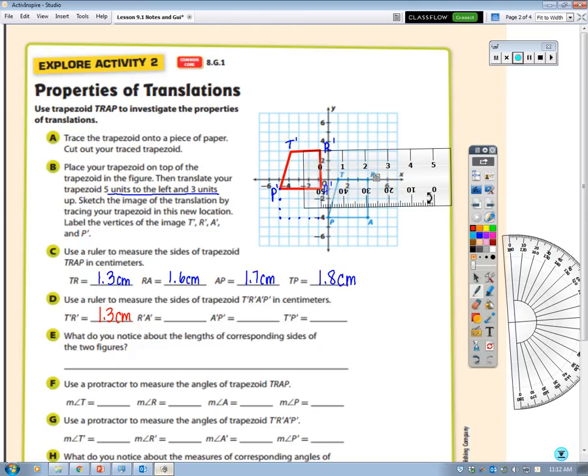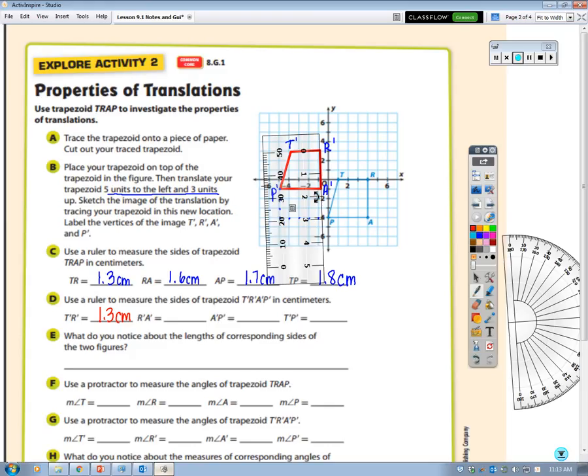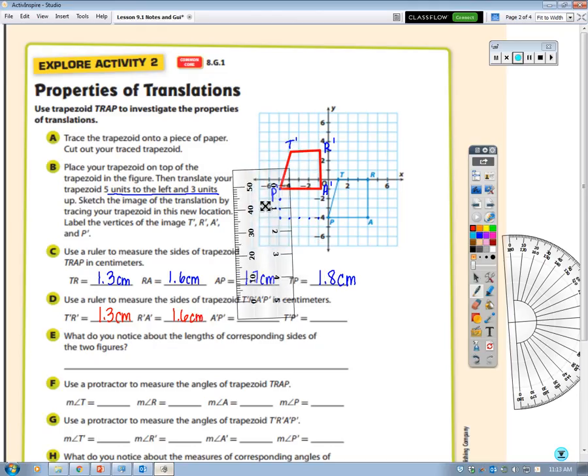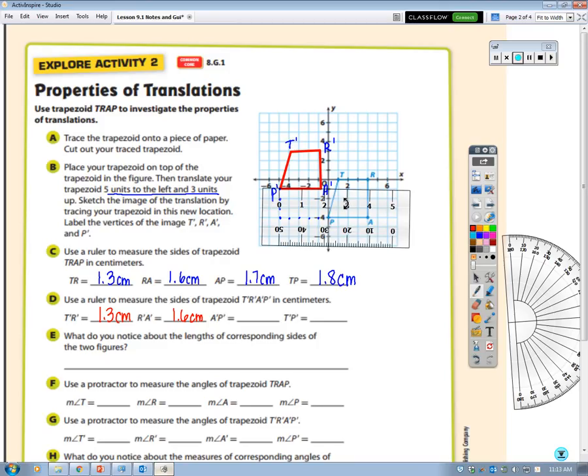Did we change size at all? We did not change size at all. So let's go ahead and measure this one. Looks like, again, we come across, we're sitting at about 1.6 centimeters. So far, we're looking at the same. Slide down for side A prime, P prime. Line things up. Looks like we're sitting right here at 1.7 again.